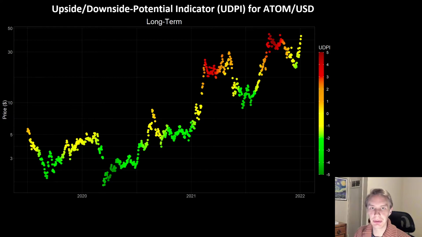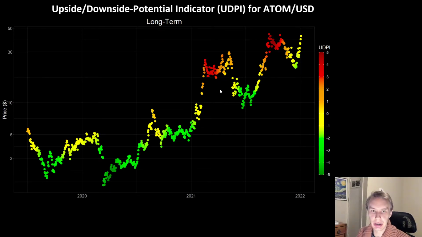So if you've been following the channel, you're familiar with our risk indicator. Here I'm showing you the price action of Atom over time, with each dot being a day, and each day color-coded based on the output of our risk indicator. So 5 is high risk, -5 low risk. Or another way of thinking about this is 5 is when the upside potential is quite low, downside potential is quite high. -5 is when the downside potential is quite low, upside potential is quite high.